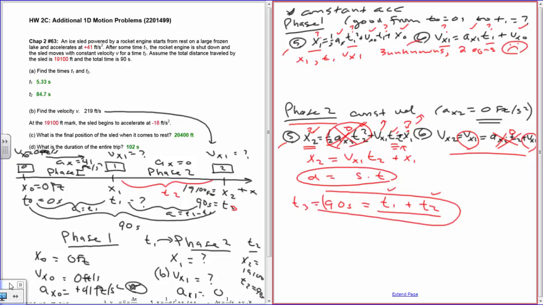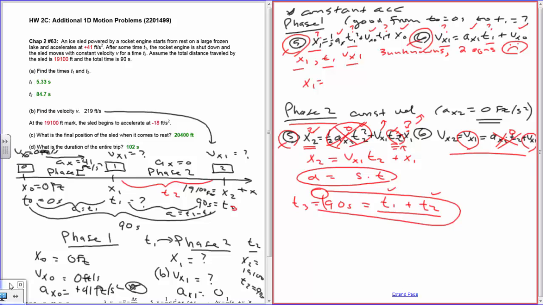So we have how many unknowns? We don't know x1, we don't know t1, we don't know vx1. We also don't know this thing over here we're calling t2. That's four unknowns. How many equations do we have? We've got one equation, two equations, three equations, four equations right here. Four equations, four unknowns.